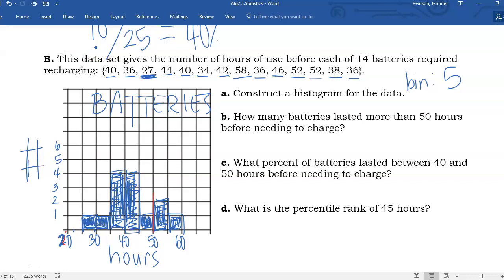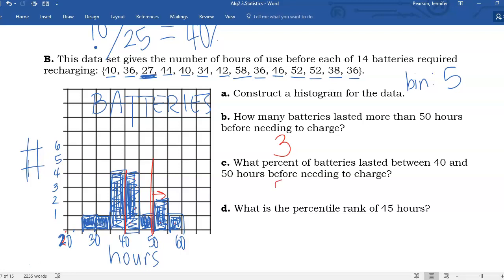50 is here. More than 50 would be 1, 2, 3, right? 3. Letter C, what percent of batteries lasted between 40 and 50? Here's 40, here's 50. 1, 2, 3, 4, 5.